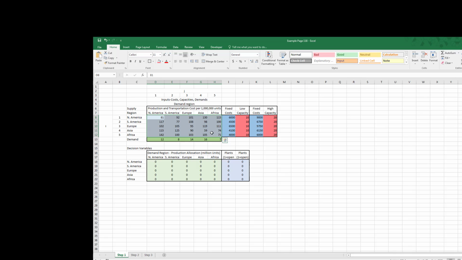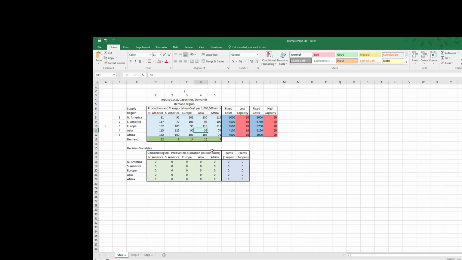In Excel, all of the c sub ij are in the light blue box, which I just highlighted. So the number 117 in the second row and first column is c sub 2,1, representing the cost of producing 1 unit of product in South America, i equals 2, and shipping it to North America, j equals 1. So how would you interpret the number 59 in the fourth row and fourth column? That is c sub 44.